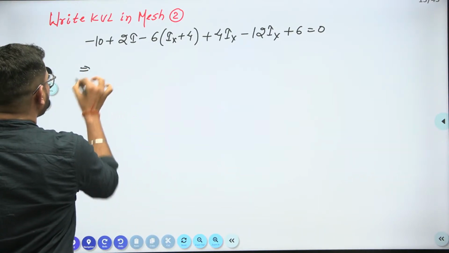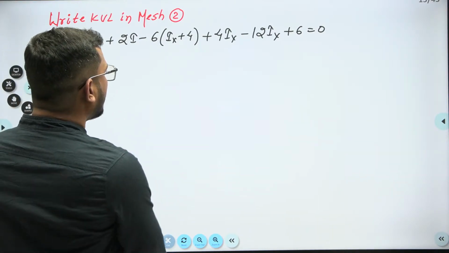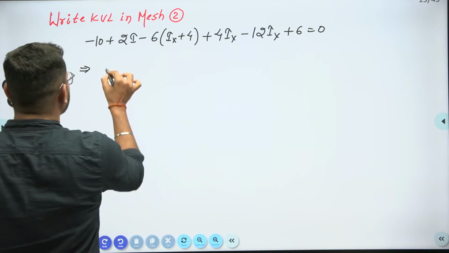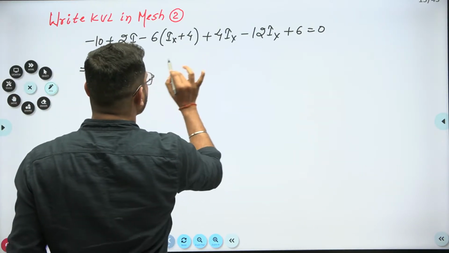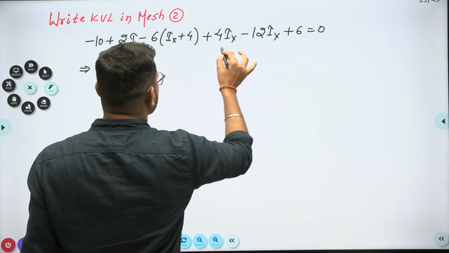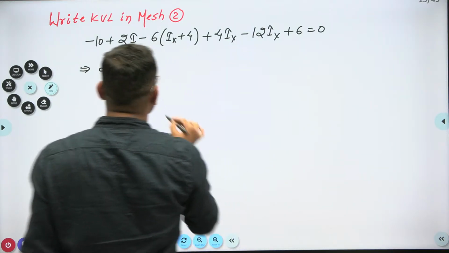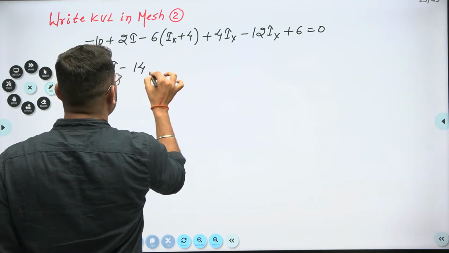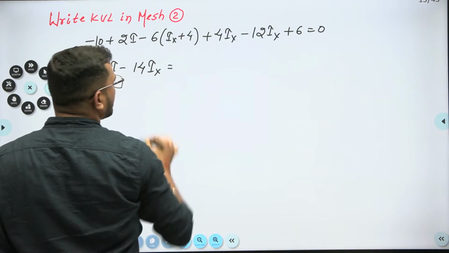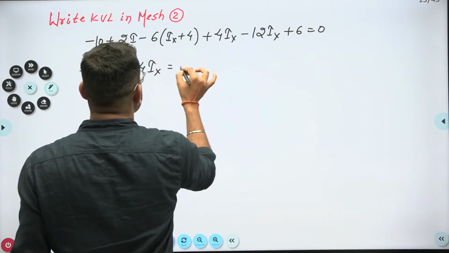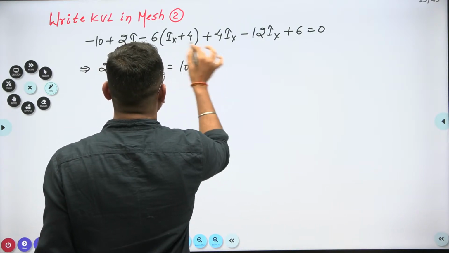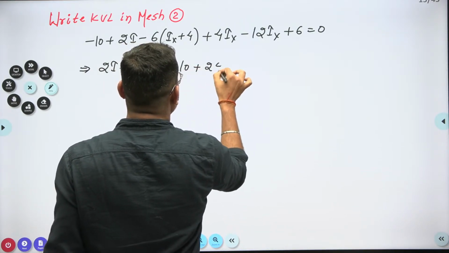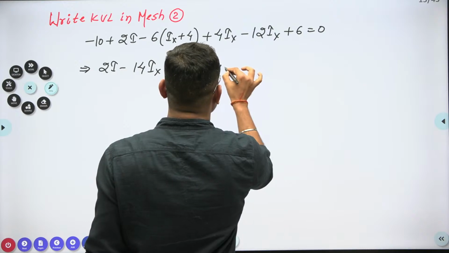So again I am solving. Okay, now finding, so this is what, guys? This is 2 times I, and this is minus 6 plus 4, so this is minus 2, and this is minus 12, so this is minus 14. So this is minus 14 times Ix, and this is equal to what, guys? This is 10 minus what? This is 10 plus 24, okay, and this is minus 6.